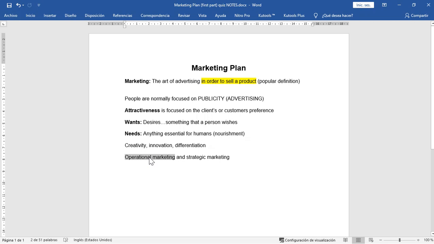But it is more important to have a solid strategic plan. The strategic plan includes the following steps. It is having the big perspective of marketing. This is what we want. So let's go back.